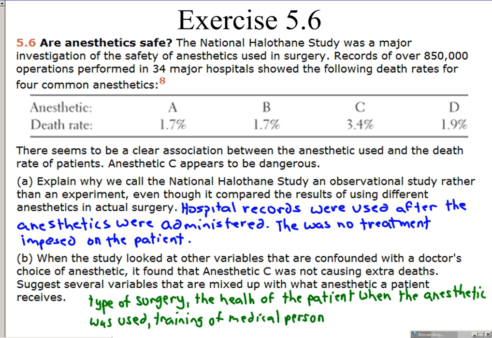So we can see right away that there are several lurking variables that also could be contributing to the death rate of these patients. There's 3 of them. There are probably more that you could list as well.